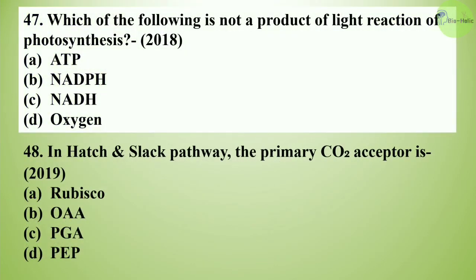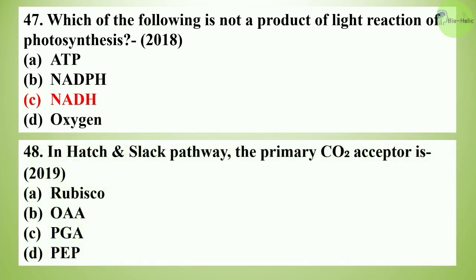Next question is, which of the following is not a product of light reaction of photosynthesis? Option A is ATP, B is NADPH, C is NADH or D is oxygen. We know in light reaction ATP, NADPH and oxygen are released as a byproduct. So option C will be the answer, that is the NADH.